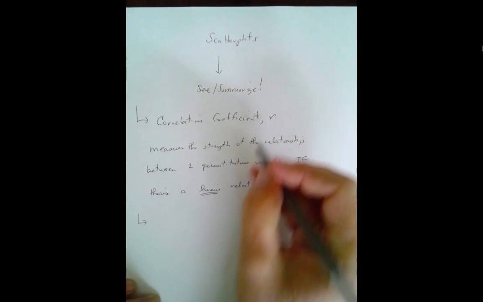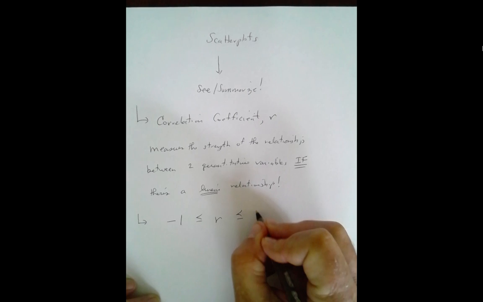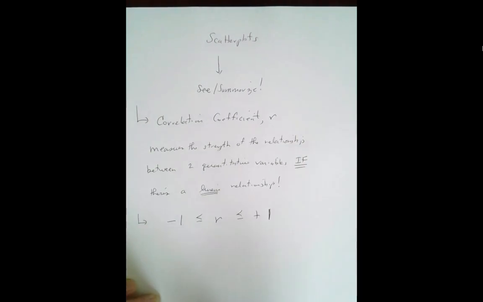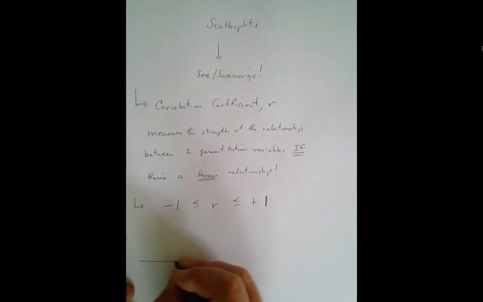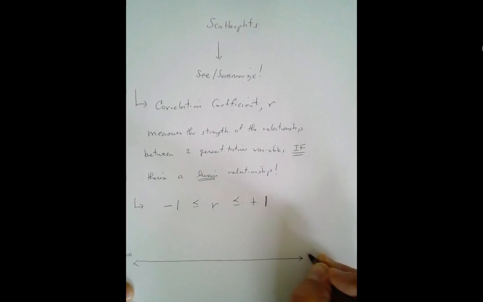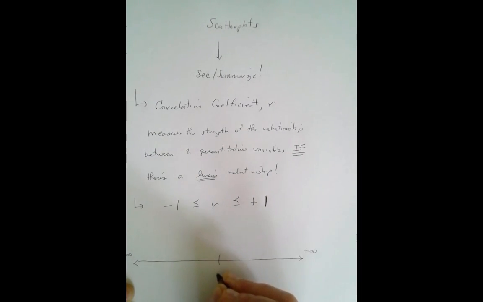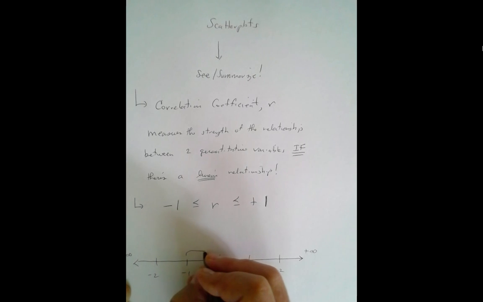Guys, a little bit about this R. It will always fall between -1 and +1. So if you look at a number line, which goes from negative infinity to positive infinity, centered at 0, we go to 1 and 2 and 3 and 4 and a million and so on. This R has to fall between here and here.